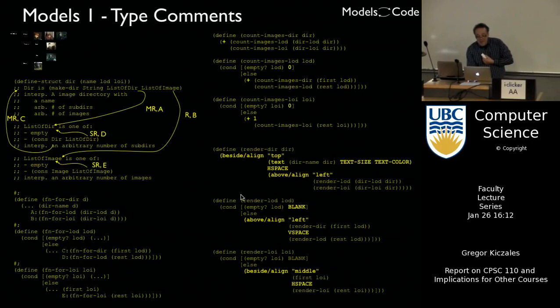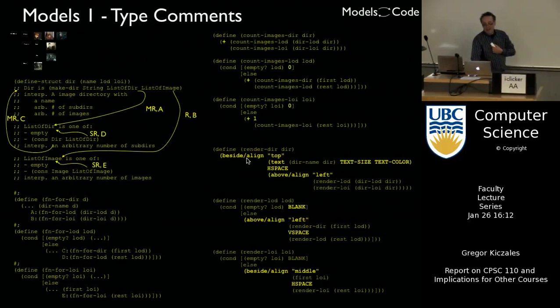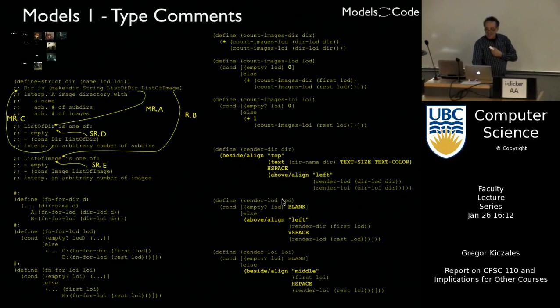These are just fillings of the template. Here, we add. The base case is 0. And whenever we see a directory, we add 1. Here, we use primitives called beside a line and above a line, which are just primitives for composing images. The base case is blank.